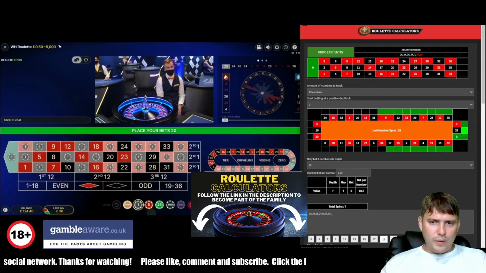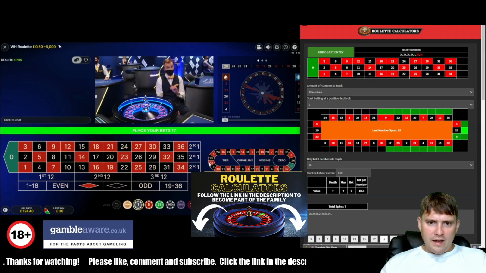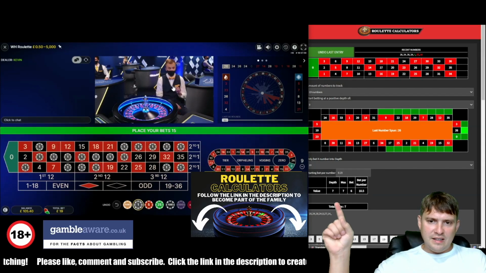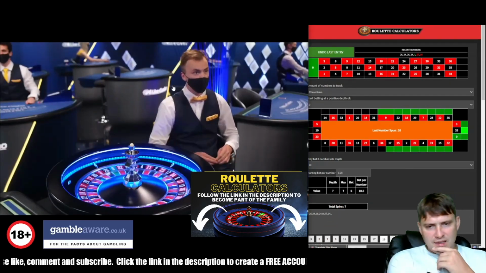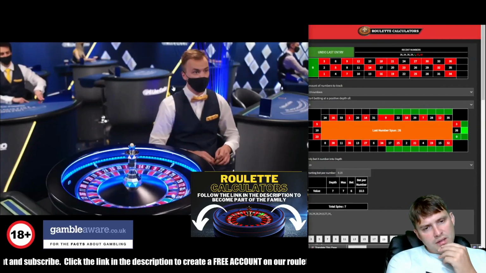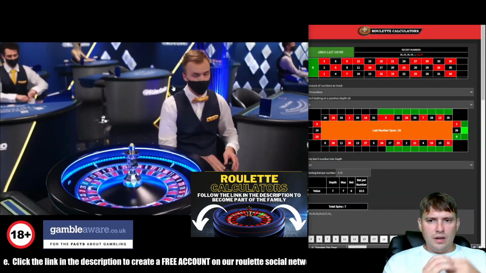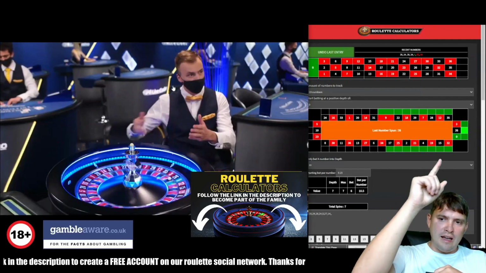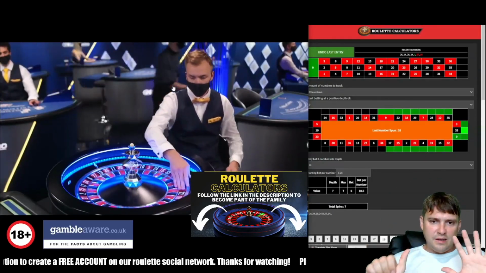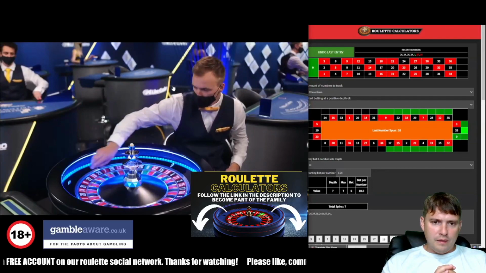So he's already at £124, and he's just riding this out. Okay, so you can see there, depth of 6 now. So again, just to clarify, that means it hasn't landed on any of the highlighted numbers in 6 spins, 6 spins in a row.